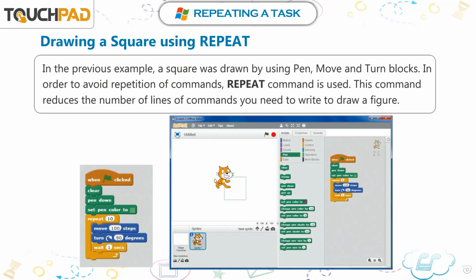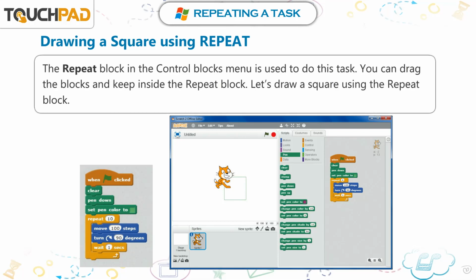Drawing a square using repeat. In the previous example, a square was drawn by using pen, move, and turn blocks. In order to avoid repetition of commands, the repeat command is used. The command reduces the number of lines of commands you need to write to draw a figure. The repeat block in the control blocks menu is used to do this task. You can drag the blocks and keep them inside the repeat block. Let's draw a square using the repeat block.